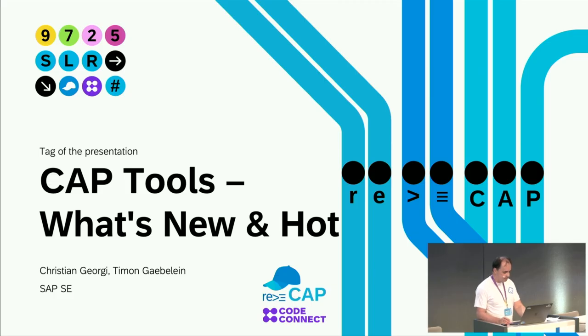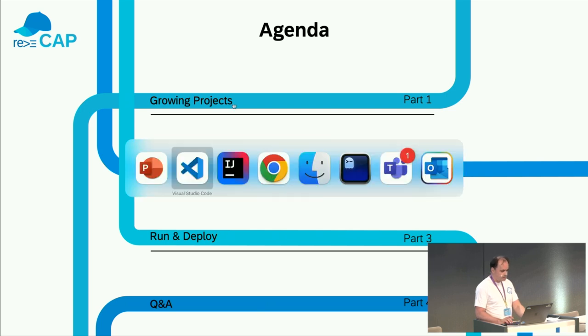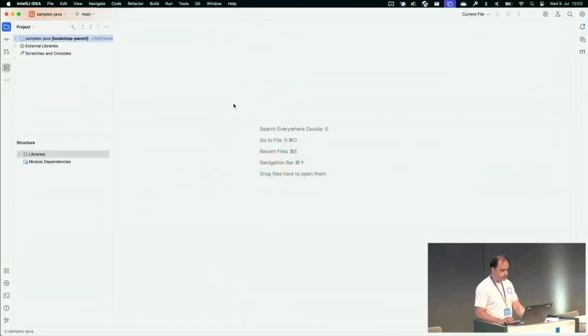Let's get started. Just real quick in the agenda, we talk about growing a project, checking a project, run and deploy, basically. Q&A, let's see, but there's also an expert table over there. I will announce that when we come to it. So first up is IntelliJ.